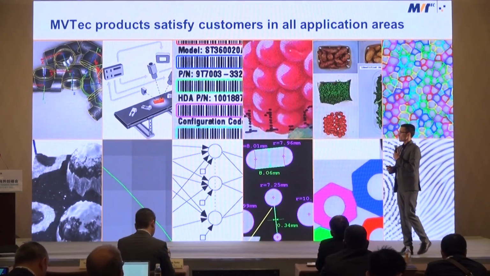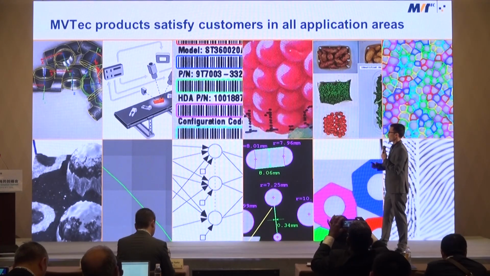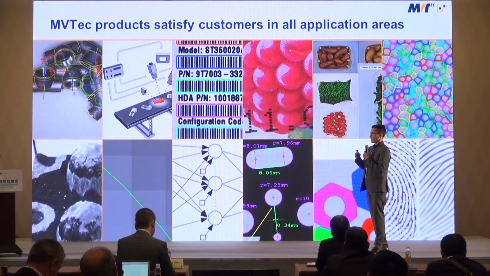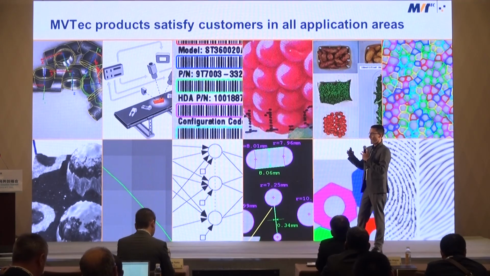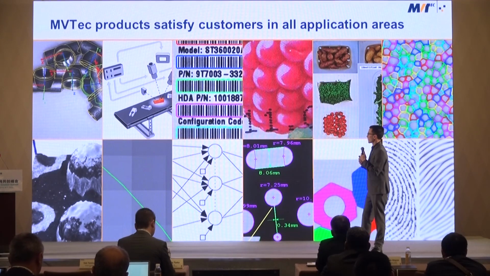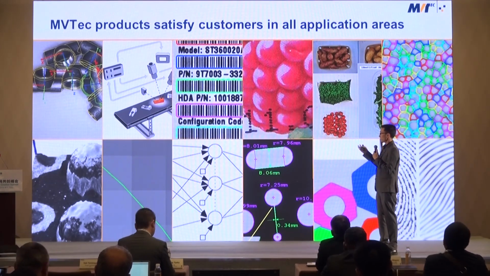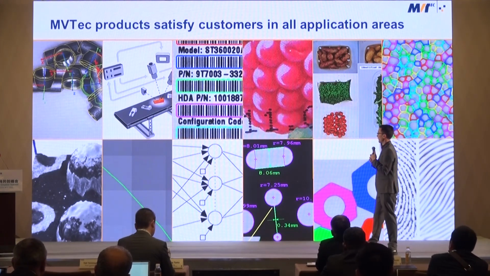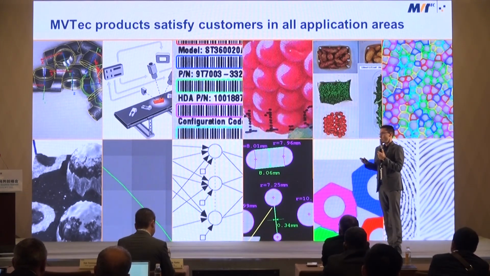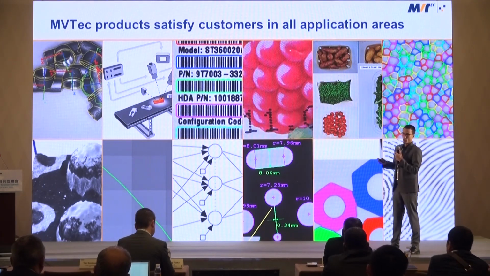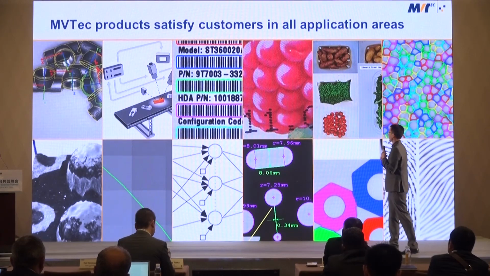MVTec is providing a lot of technologies, for example alignment, as mentioned before, for adjusting the position inside an image. If you have movement in your application, you have to align your parts before you can process the image or find defects on the part. Then identification technologies, like reading data codes and barcodes, or even reading text with the OCR module. This is very important for track and trace applications.